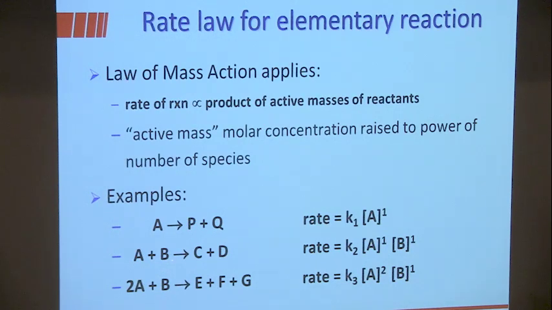A plus B gives us C plus D. The rate is the second order rate constant times the concentration of A to the power of 1 times the concentration of B to the power of 1. And for this reaction, the rate is the third order rate constant times the concentration of A squared times B to the power of 1. So they're just three simple examples.